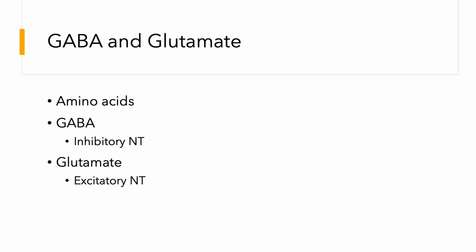Glutamate, as you might have guessed, does the exact opposite. Glutamate is your primary excitatory neurotransmitter. Both of these neurotransmitters are very important in ensuring that your nervous system works appropriately and is only sending signals or action potentials at the correct times.